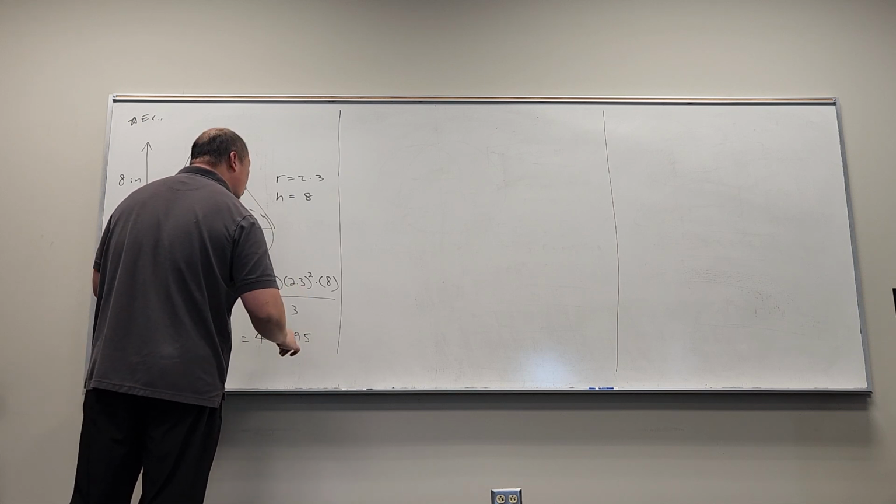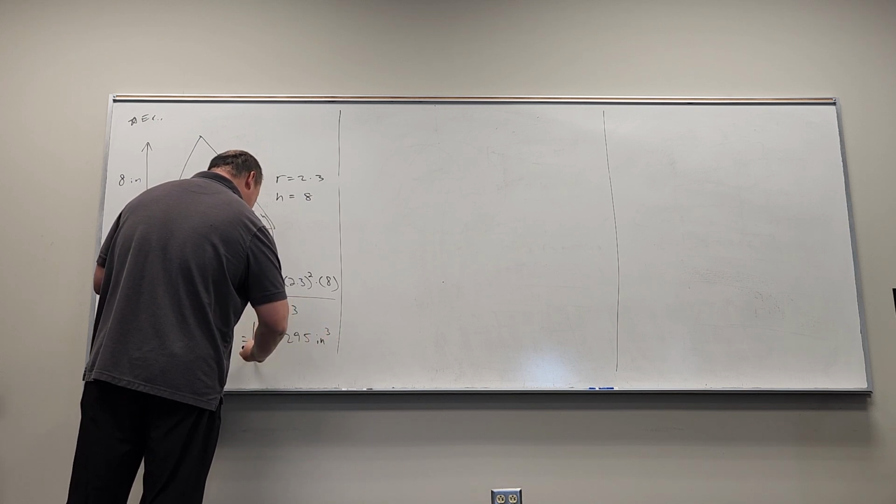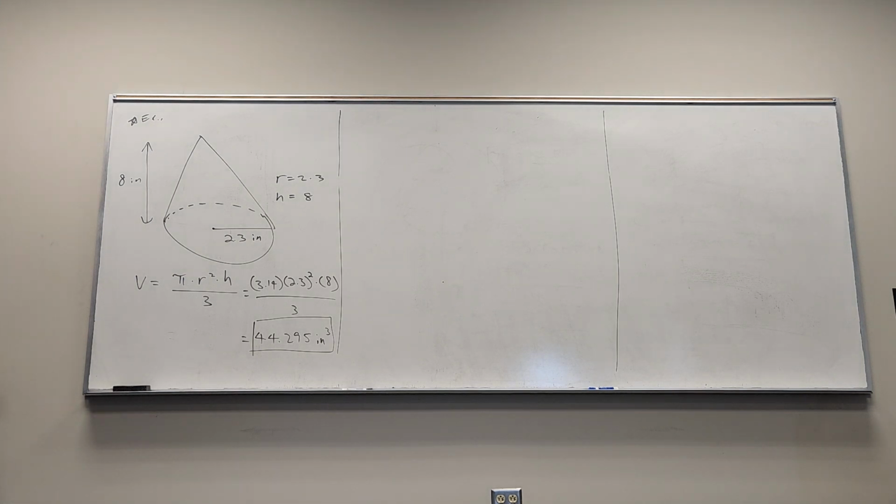What did you get? I got 44.295. They just do 3 decimal places. So that's cubic inches. So that's how you calculate the volume of a cone.